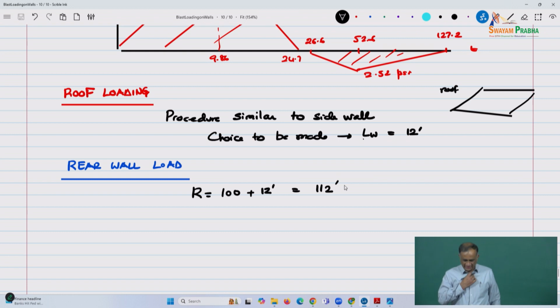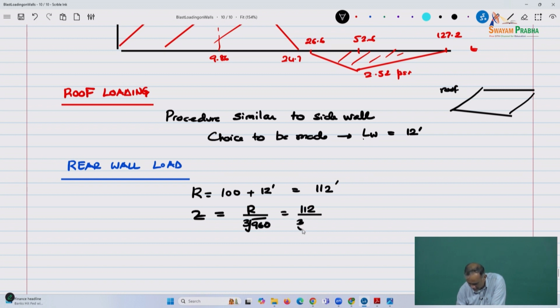If somebody has a calculator, anybody has a calculator? Okay, so yeah, you can help me with these numbers. We'll redo these calculations. I've got it as 30 feet for some reason, which is not right. Okay, so Z is, you have R divided by cube root of 960, which is 112 divided by cube root of 960.